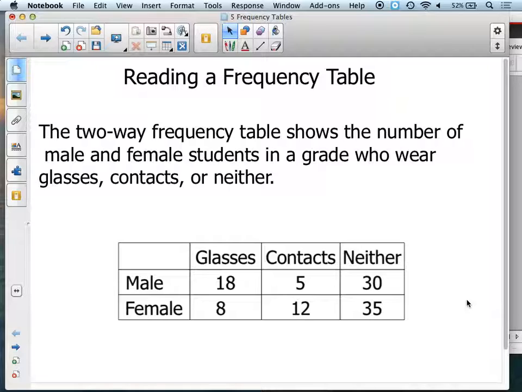It shows a number of male and female students. So if you read horizontally from left to right, you can see the number of male and female students. And if you read it vertically, you can tell the number of students who wear glasses, contact lenses, or neither glasses nor contacts. So we want to be able to interpret this table and figure out specific percentages depending on what the question might be asked.